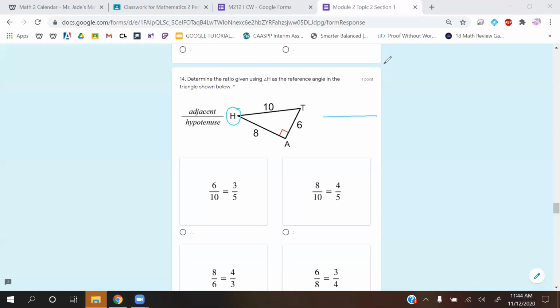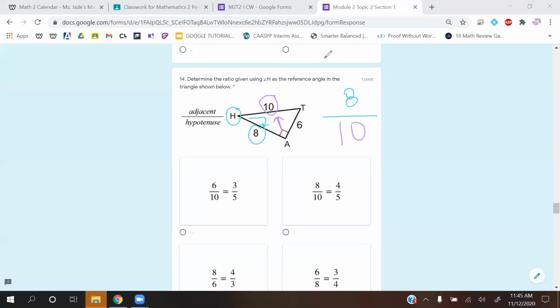What is adjacent to angle H? 8? Yes. So it's just right next to it. It's the 8. And then what would the hypotenuse be? 10? Yes, 10, because it's directly across from the right angle.